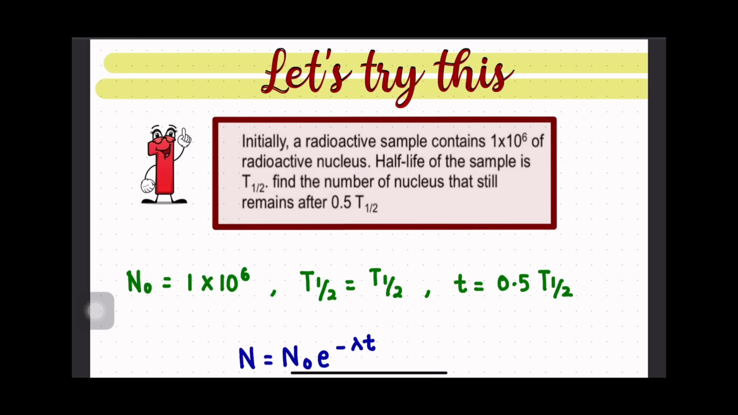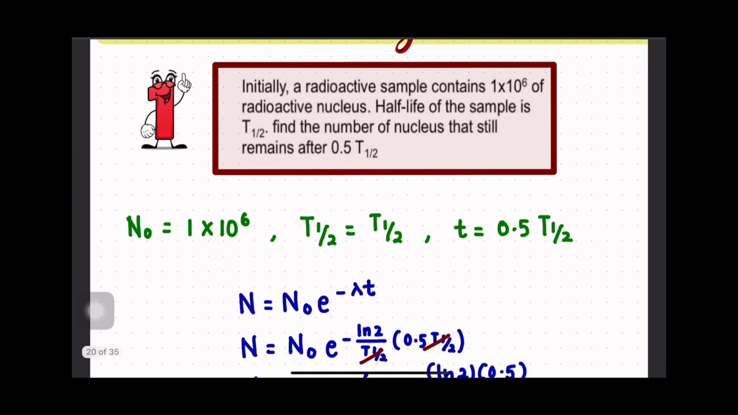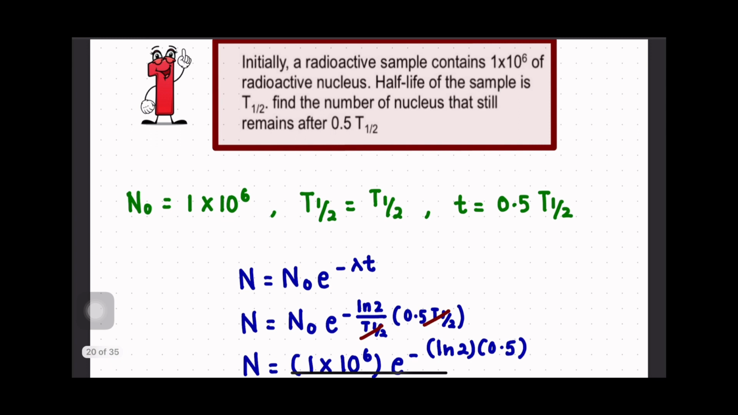Okay, so let's try this. This is for example 1. Initially a radioactive sample contains 1 times 10 to the power of 6 radioactive nuclei. The half-life of the sample is T half-life. Find the number of nuclei that still remain after 0.5 T half-life.